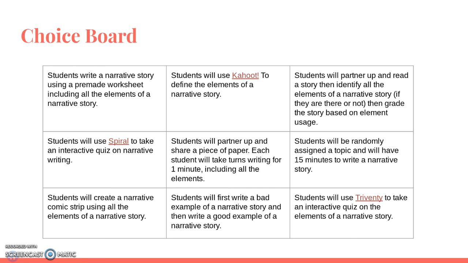And then the 8th one, students will write a bad example of a narrative story and then write a good example of a narrative story. So that shows that the students are able to differentiate between a bad narrative story and then a good one. Like when I say bad and good, I mean it involves all the elements, not really like subject wise, but just to see that the elements are there.